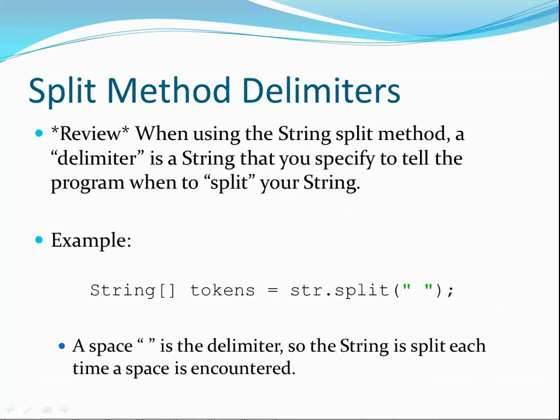Split method delimiters review. When using the split method, a delimiter is a string that you specify that tells the program when to split your string. An example: we have a string array tokens equals str.split with a space in quotations. The space in quotations is the delimiter, so the string is split each time a space is encountered.